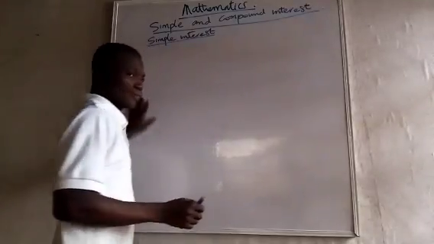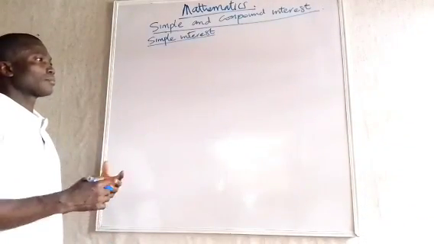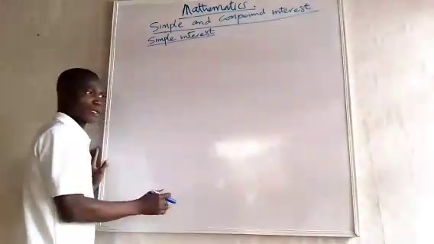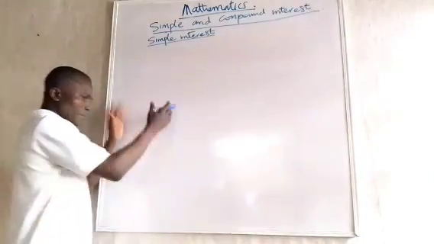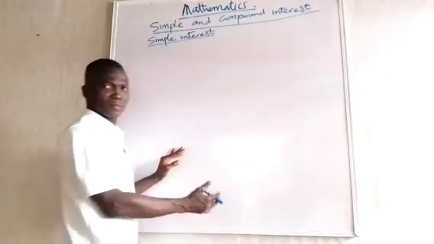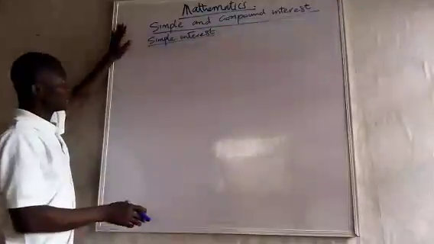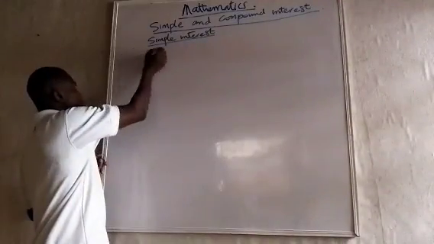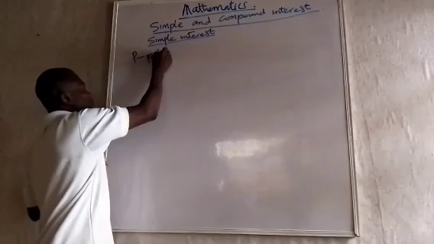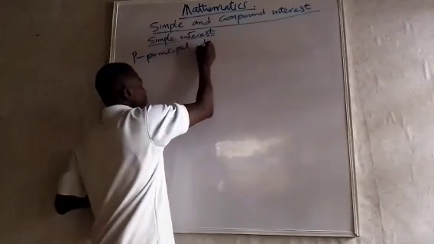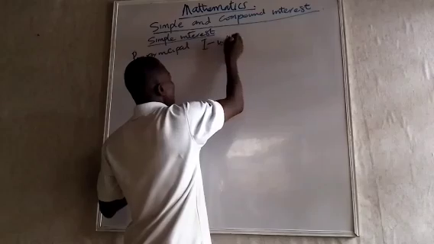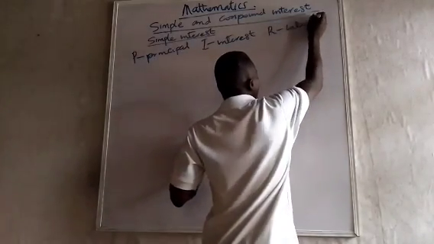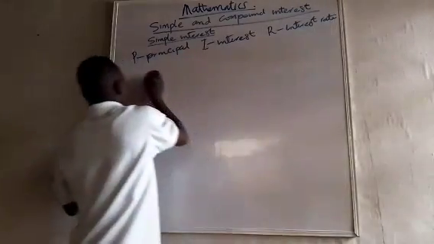Now, in simple interest, what happens is that the amounts increase by specific rates. It doesn't change over years. The principal remains the same all through. That is the thing about simple interest. How do I mean? For simple interest, when you have principal, interest rate, rate, and T for time.